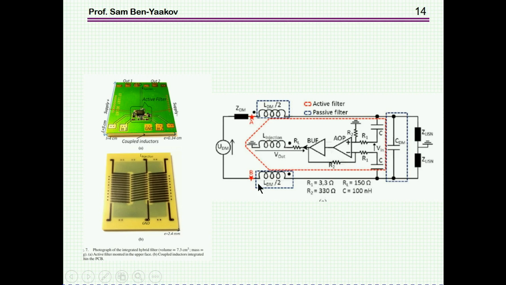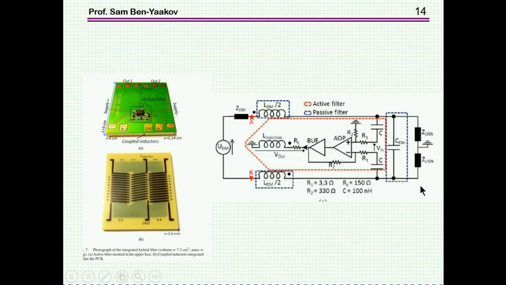Now, the authors of this paper actually built a filter. This is the PCB configuration of this filter, which is shown here. This is a circuit diagram. This is the AC side. This is the noisy side. This is like the regulator or the switch mode converter. And this here is the LISN.